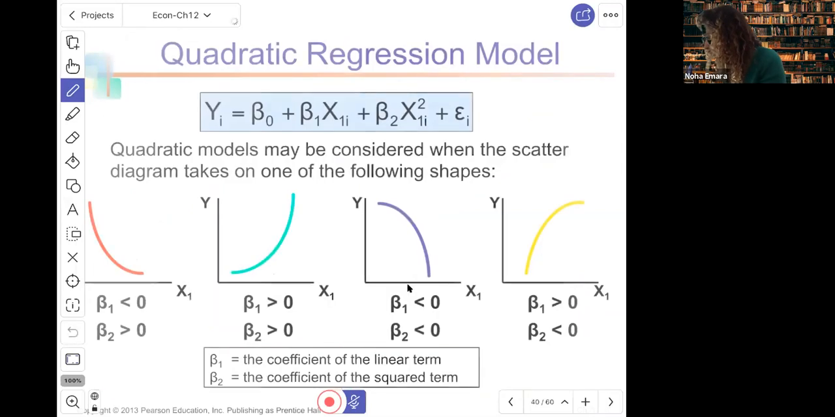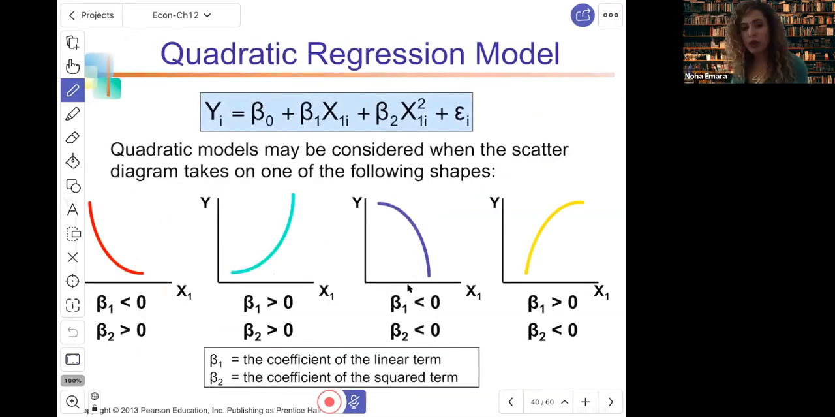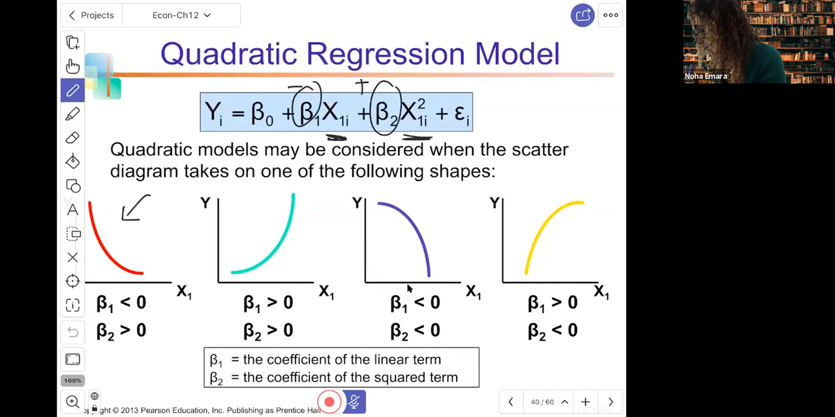Okay, so these are different shapes of a nonlinear model. It all depends on the signs of the two coefficients, whether beta one is positive versus beta two, this one and this one. And just notice that they are the same variable. So if this is square feet, this is square feet squared. Okay. So if I have beta one negative and beta two positive, then I would get this shape. If I have both positive, then I would get this shape. And both negative, this shape, and beta one positive, the other one negative, this shape.